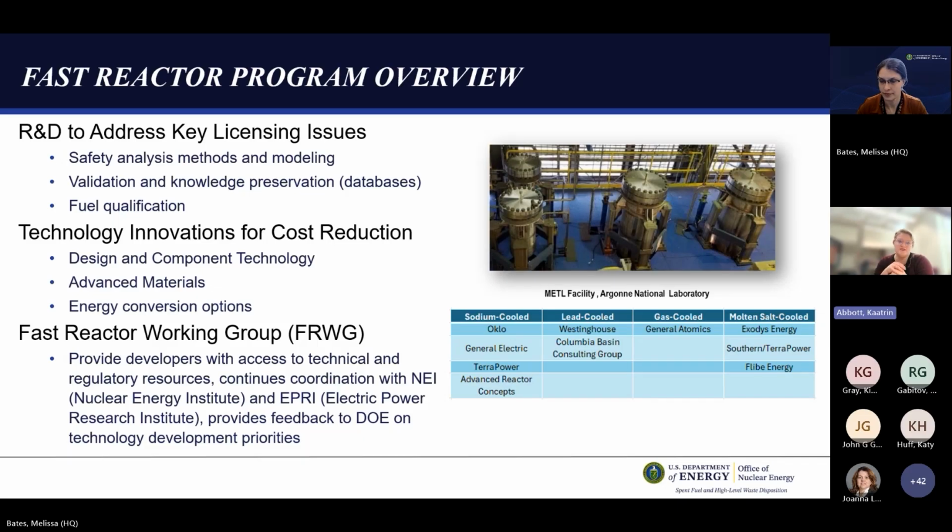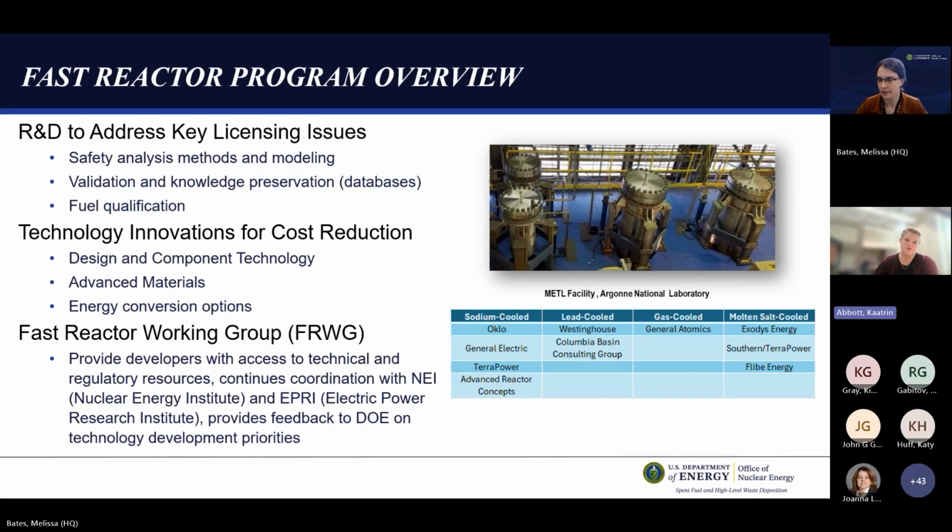So our key licensing issues right now that we're focused on are our safety analysis methods and modeling, our validation and knowledge preservation, since we do have quite a bit of experience in fast reactors in the States, as well as fuel qualification. For a number of these, we would also be looking at whether there's interest in working with existing codes. That could be, for example, on the safety analysis, the SAS or SAS4A codes, if you're familiar with those. I'm happy to answer other questions, as well as Bison, etc.